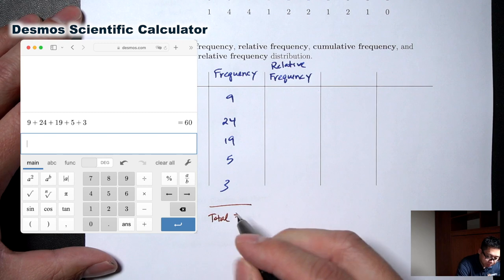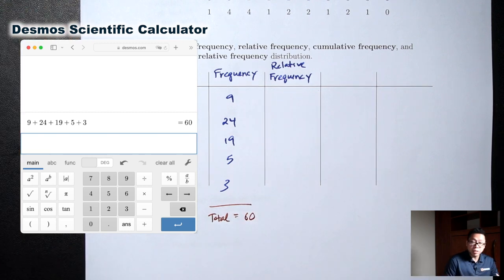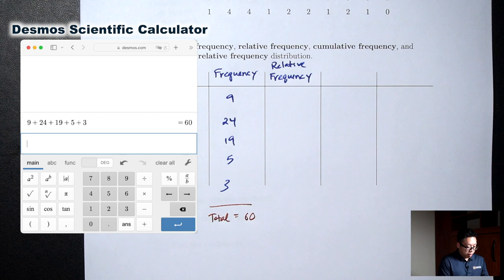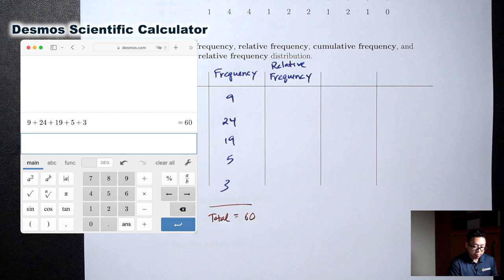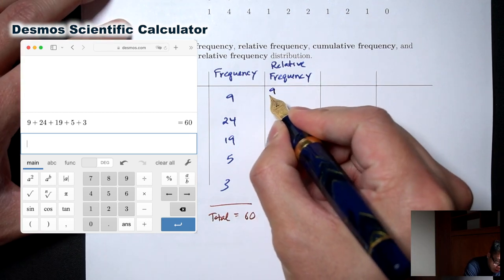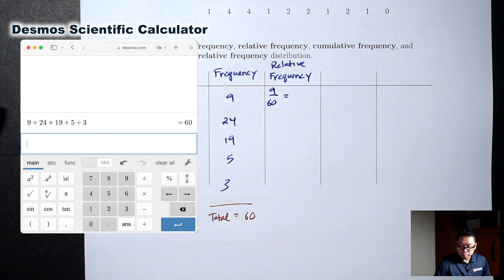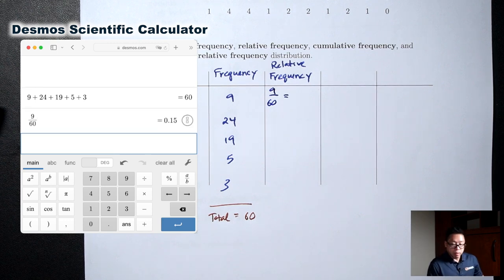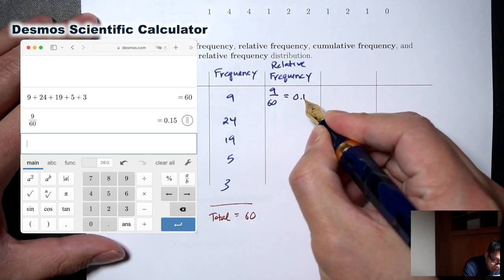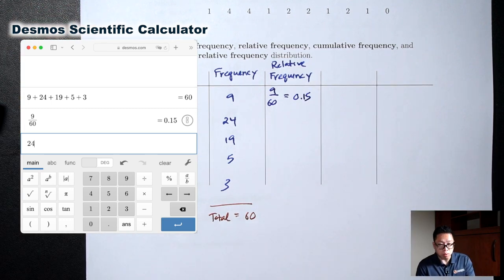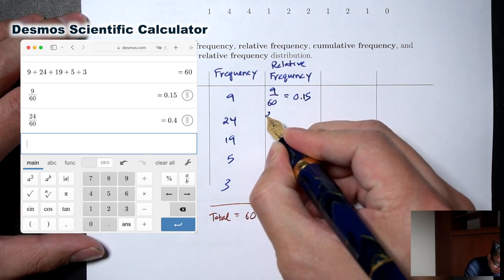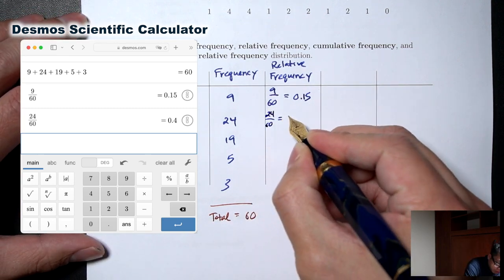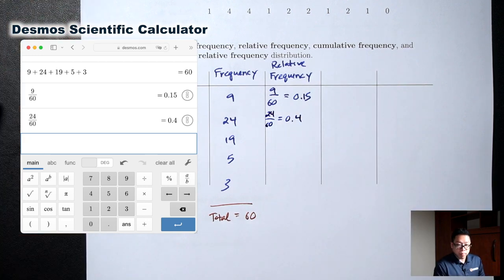9 plus 24 plus 19 plus 5 plus 3, 60. So there are 60 households in my sample here. To find the relative frequencies, you're going to take each frequency and divide it by the total. So the first one, 9 over 60, 0.15. Next up, 24 divided by 60. And I get 0.4. Next up, 19 divided by the total.